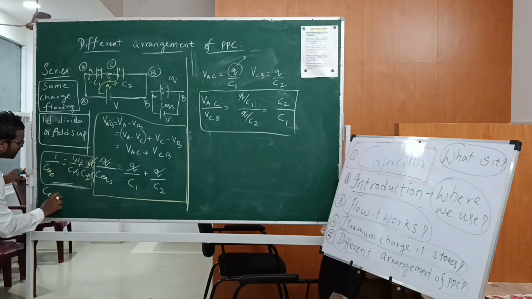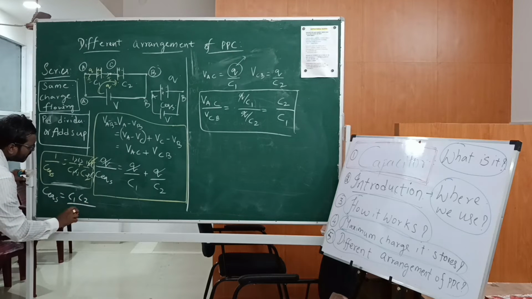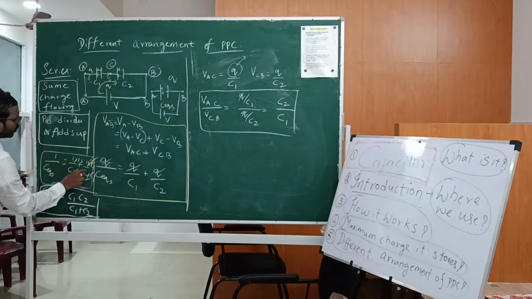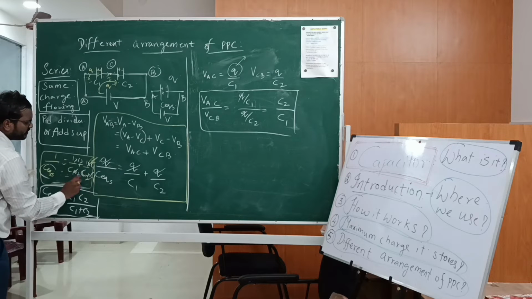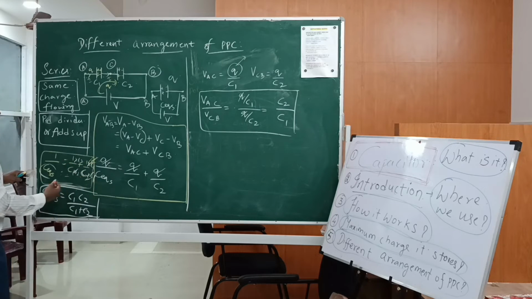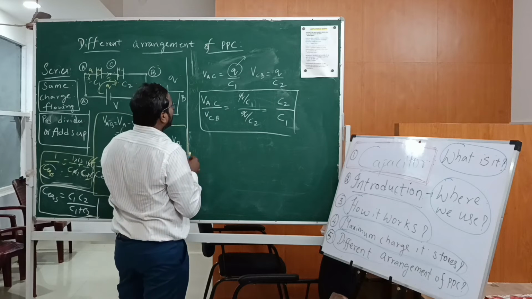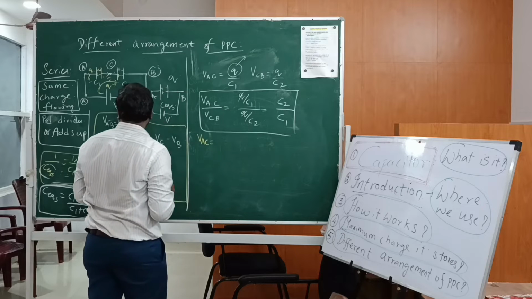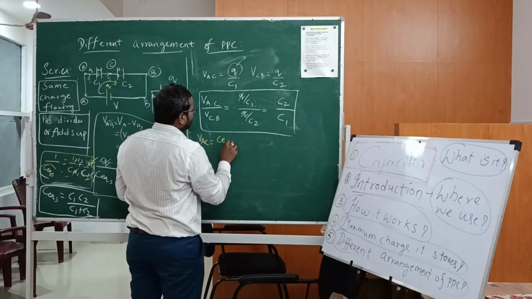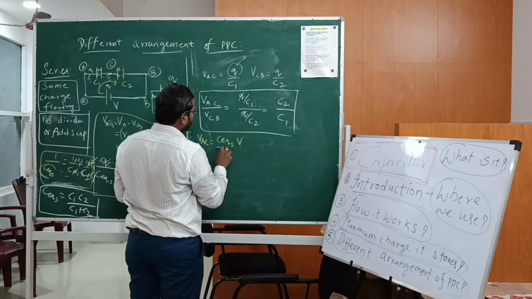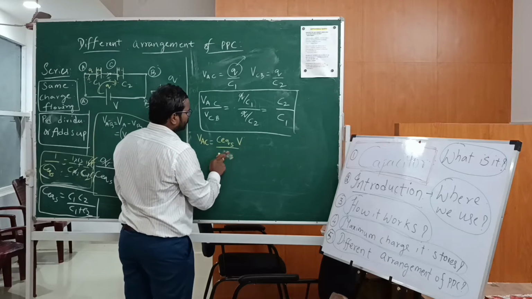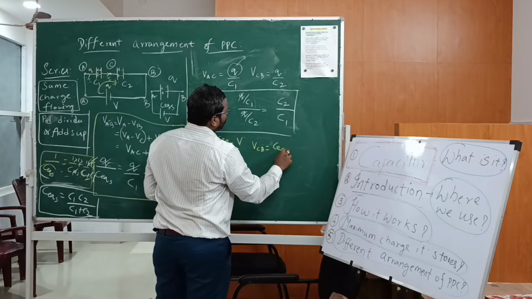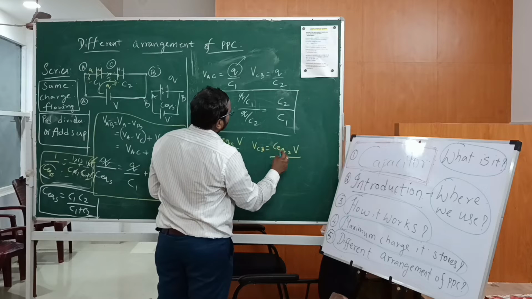C equivalent in series is going to be C1 C2 by C1 plus C2. Correct? C1 C2 will be the numerator and C1 plus C2 the denominator. So here, how can we write the potential drop across AC? Potential drop across AC we can write as Q by C1, where Q is nothing but C equivalent in series into voltage, by C1. Similarly, potential drop across CB is C equivalent in series into voltage by C2.